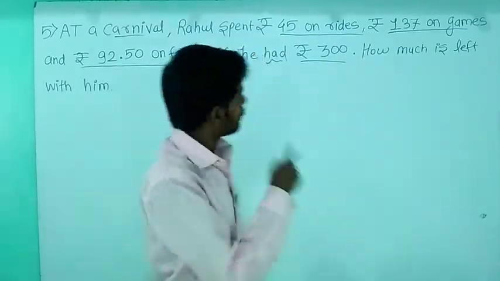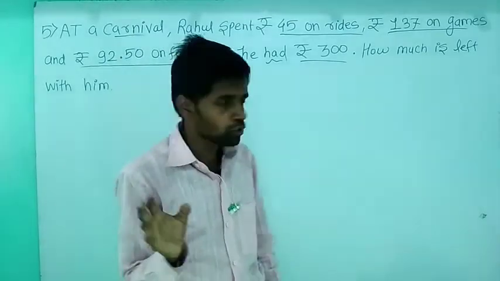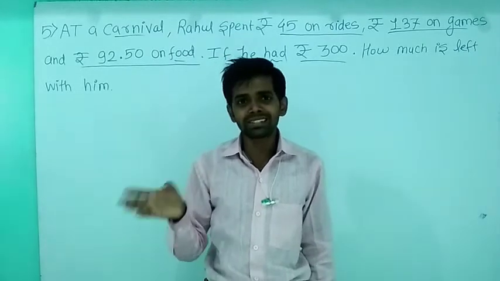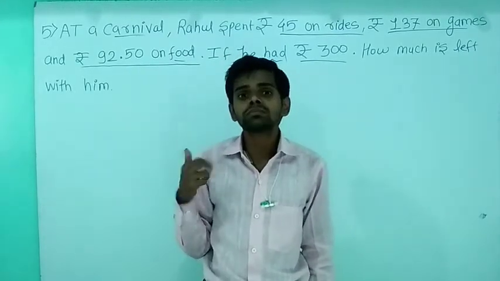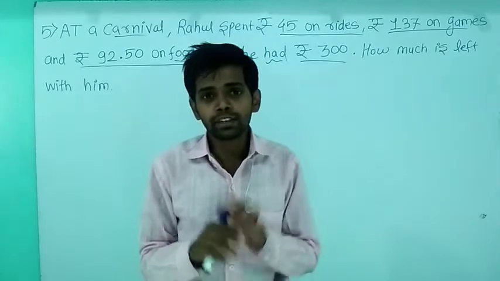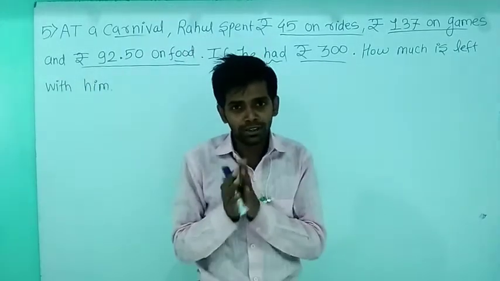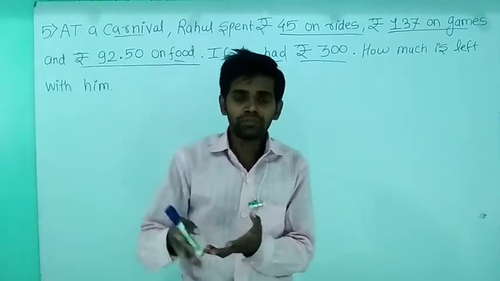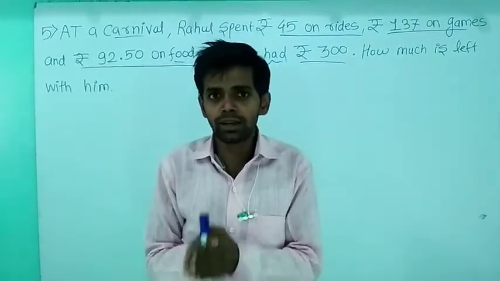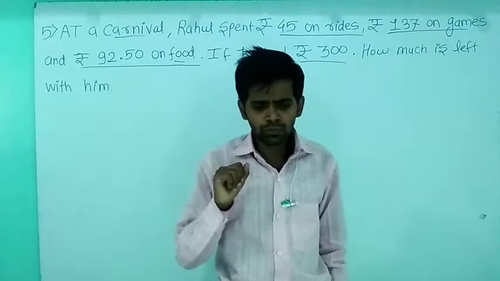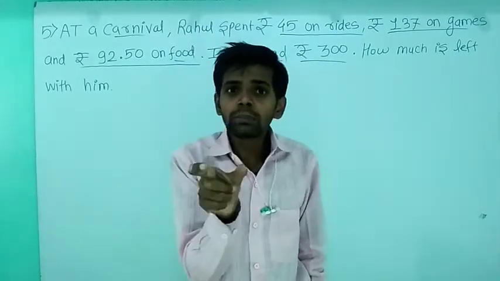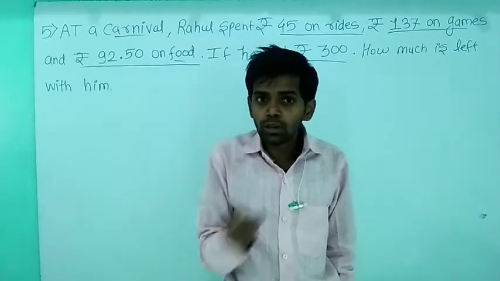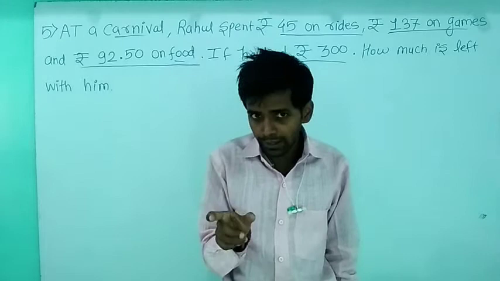That means he spent ₹45 on rides, ₹45 राइड में खर्च हो गए. ₹137 are spent on the games and ₹92.50 on the food. ओके, खाने पीने में खर्च हो चुके हैं, इतने रुपीज खर्च हो गए. Now how much money is left over with him, कितने रुपीज अब बच गए हैं, हमें ये फाइंड आउट करना है. So first of all what we will do, we will find the total money spent, the total amount which is spent by Rahul, है ना. पूरा टोटल मिला के कितना खर्चा हुआ, पहले हम लोग वो फाइंड आउट कर लेंगे.